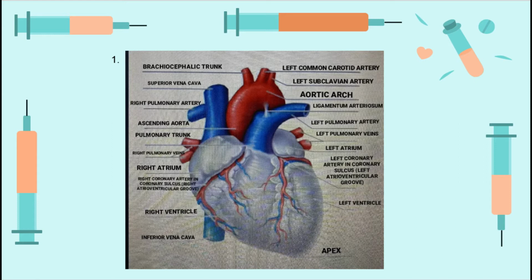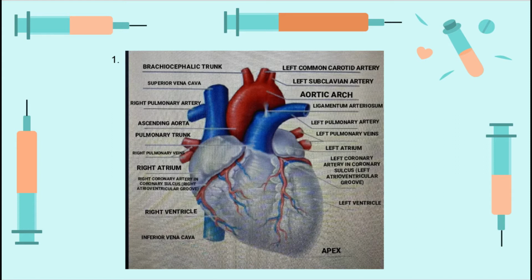So for the first line in the right side, our answer is brachiocephalic trunk. It is an artery of the mediastinum that supplies blood to the right arm, the head, and neck. The second one is the superior vena cava. It carries blood from the head, neck, arms, and chest.